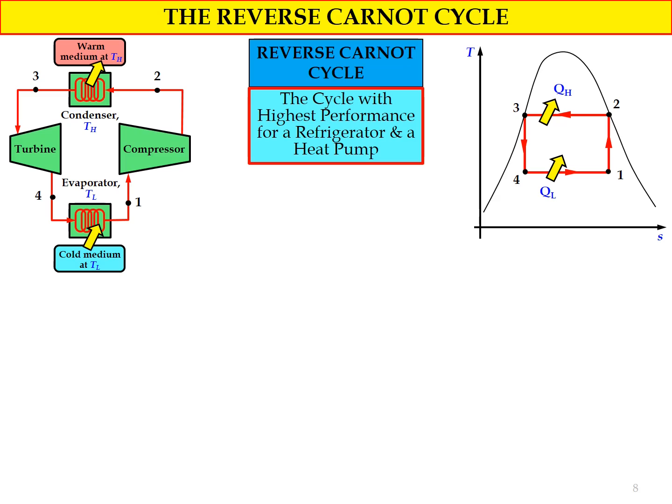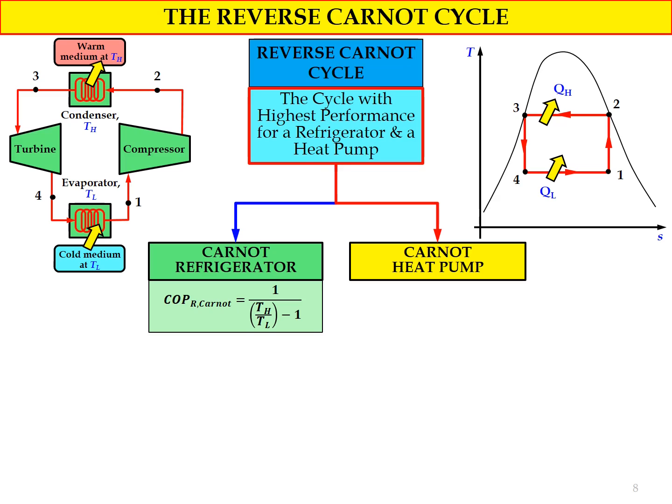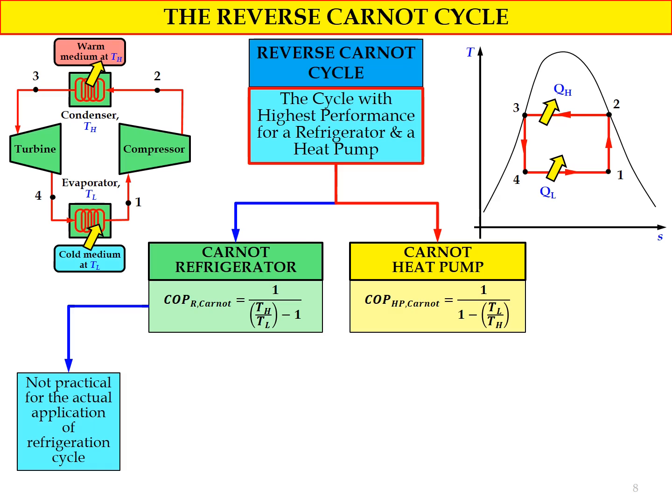The reverse Carnot cycle is actually the cycle with the highest performance for a refrigerator and also for a heat pump. If we determine the performance of the Carnot refrigerator in terms of COP value, we can use this formula, where COP_R for the Carnot cycle equals 1 divided by (TH over TL minus 1). For the Carnot heat pump, we can determine the COP value using this formula, where COP_HP for Carnot equals 1 divided by (1 minus TL over TH).